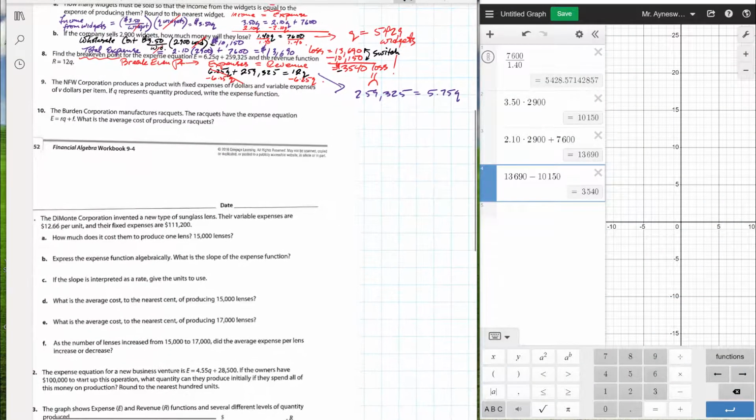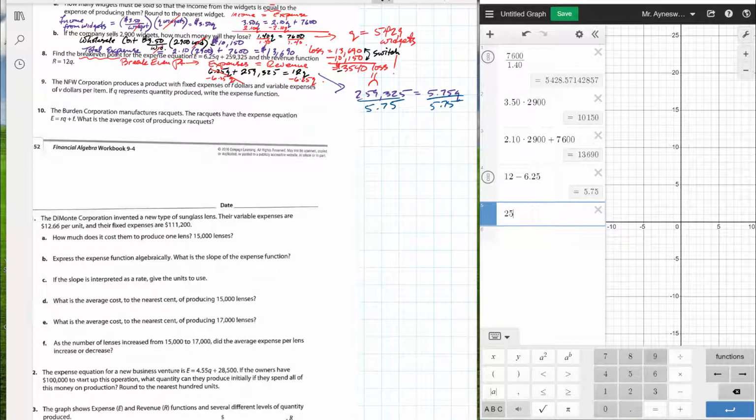Now again, if you're using a calculator here, just enter it in. I got those a little mixed up there, I should have gone down to the other line. So 12 minus 6.25, and you'll notice it says 5.75. At this point, we want to divide by your constant. So I need to take 259,325 and divide it by 5.75. When you do that, you get about 45,100. So Q is 45,100, and that is the break-even point. A quantity of 45,100 needs to be produced in order to break even. That's what it's saying to you.